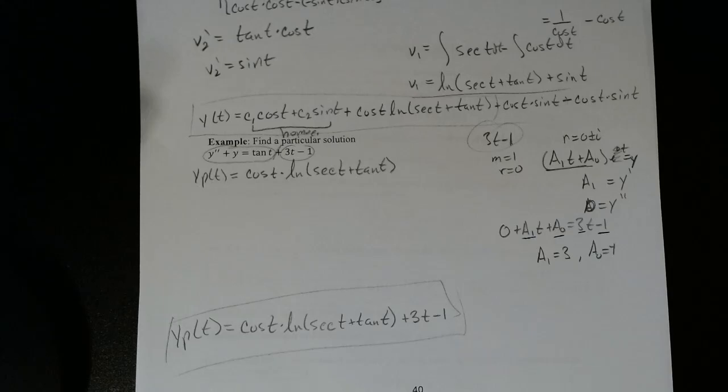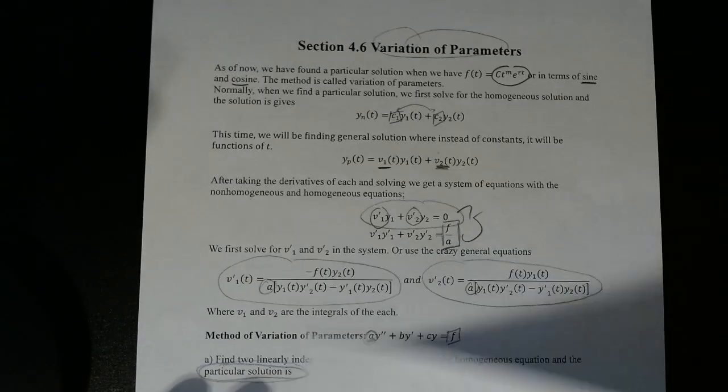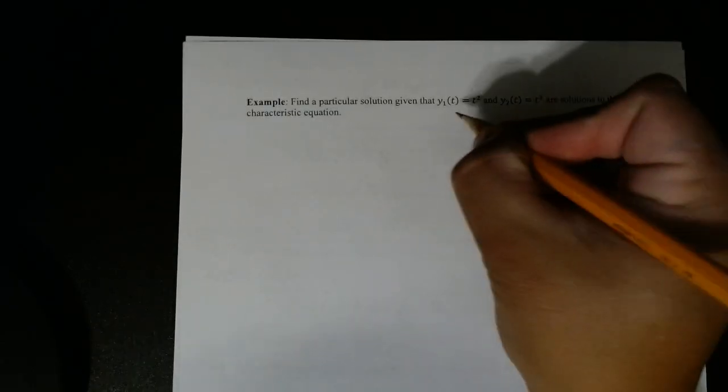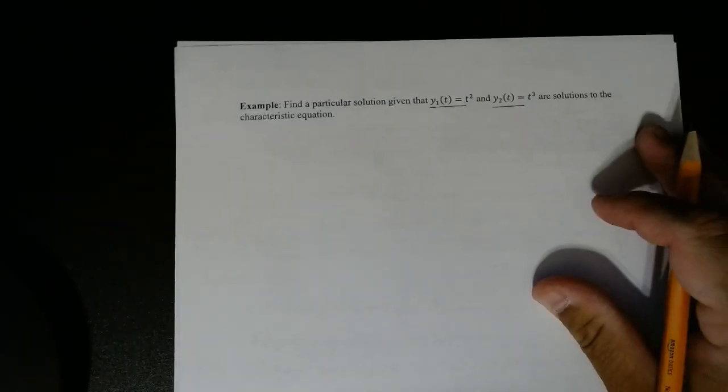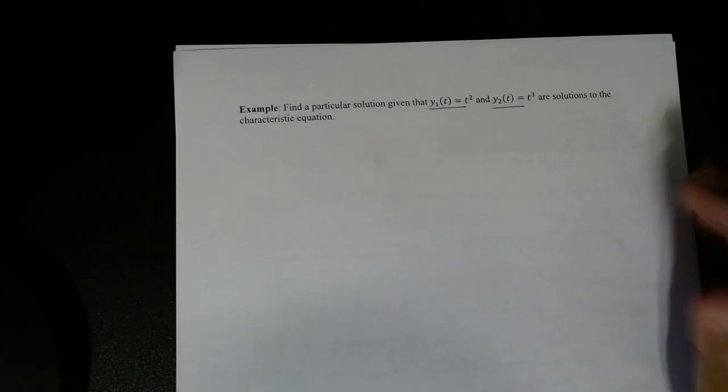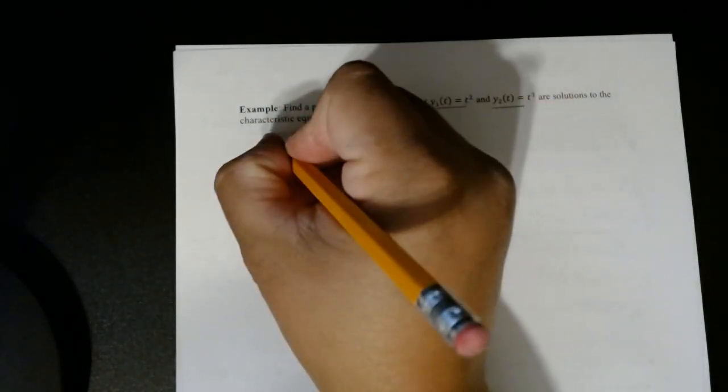So let's try another example. This time, however, let's do half of the work. Meaning, what if we're already given two solutions? We don't actually have to find them this time. So we're given t squared and t to the third are solutions to our characteristic equation. Okay? And here is our equation.